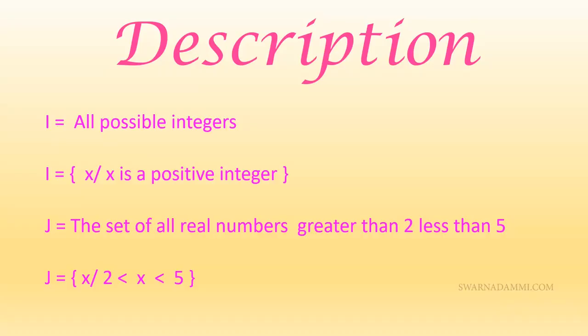The second way of describing a set is description. You can see here 2 sets. One is I equal all possible integers, that is, x such that x is a positive integer. J is the set of all real numbers greater than 2 and less than 5. Symbolically, J equals x such that 2 < x < 5.